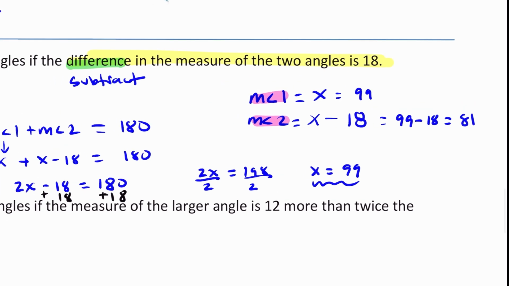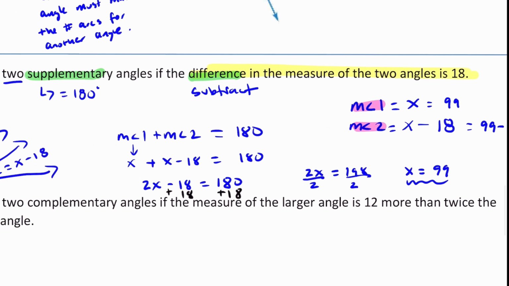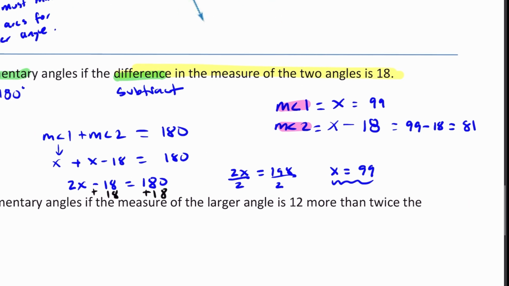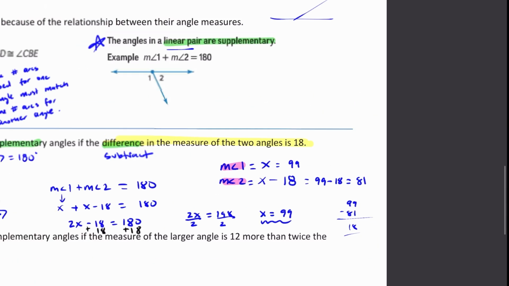So let me go ahead and see. 99 minus 81, will that give me 18? Because it says right here, if the difference in the measure of the two angles is 18. So if I subtract 99 and 81, would that give me 18? Yes, it will. And that's how you check your answer.